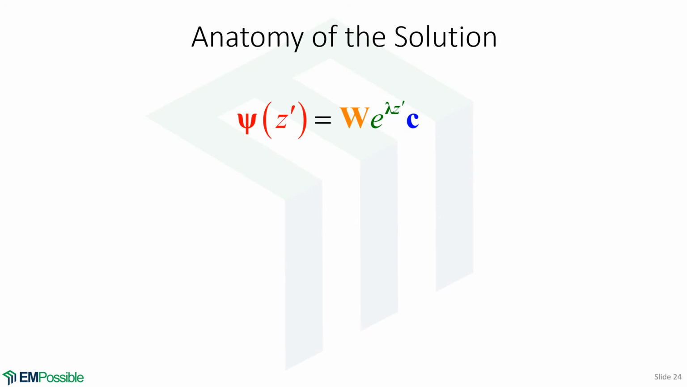Here's what I like to call the anatomy of the solution. Let's look at this one term at a time. The psi term is the overall sum of the fields. If we plot that as a function of z, we would see our x component of the electric field, our y component of the electric field, and our x and y components of the magnetic fields. So it's the overall final solution as a function of z.